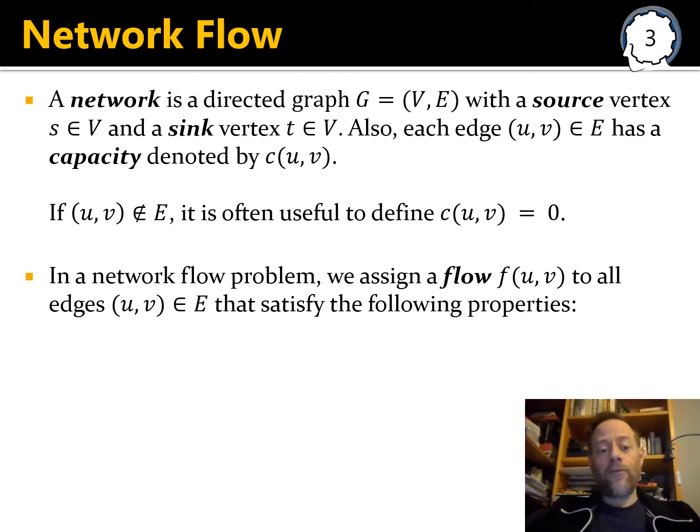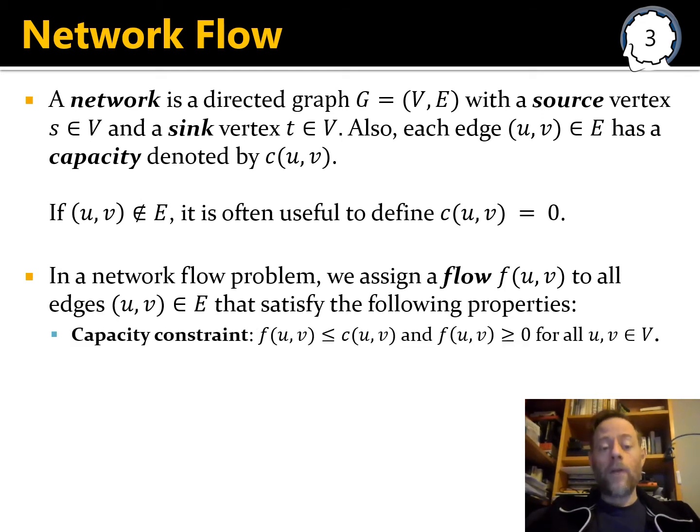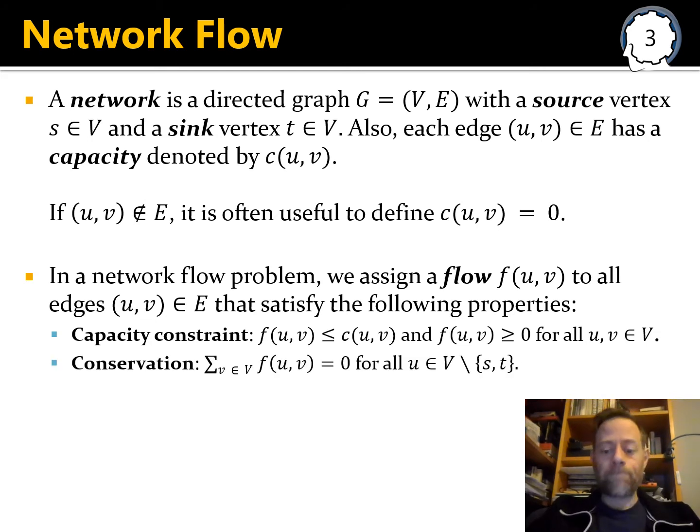We can assign a flow f(u,v) to each edge in the network if it satisfies a number of properties. First of all, the flow has to live up to the capacity constraint, so it cannot violate it. The flow for each edge has to be less than or equal to the capacity of that edge. It's also the case that we cannot have negative flows, so all flows are greater than or equal to 0.